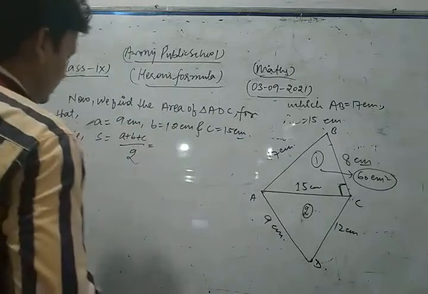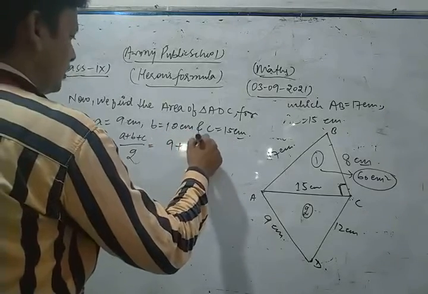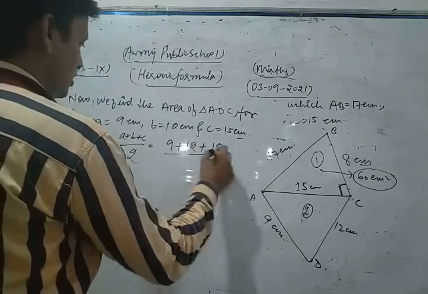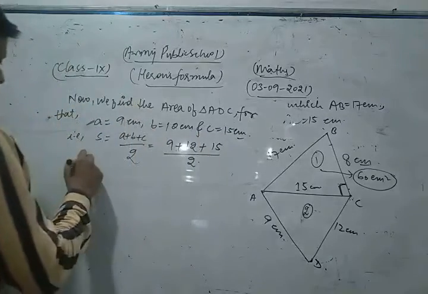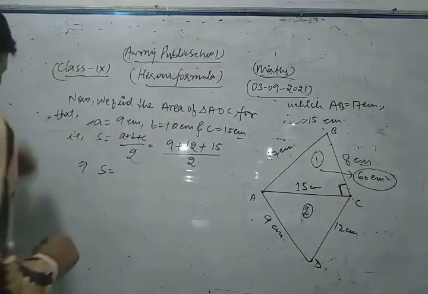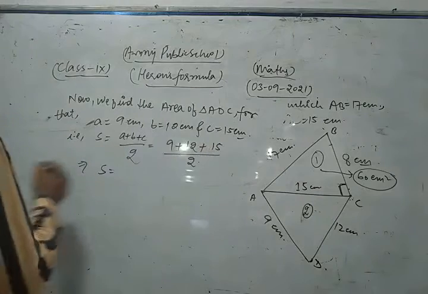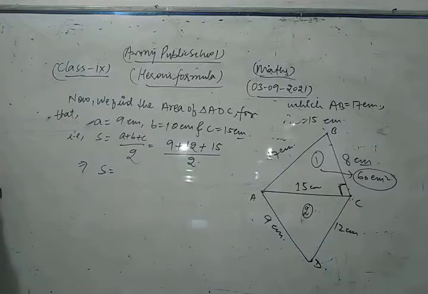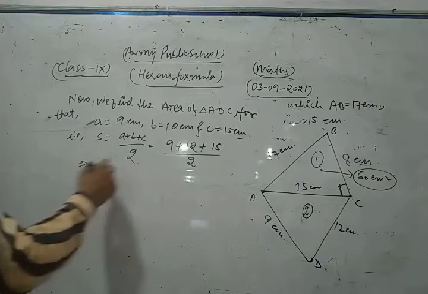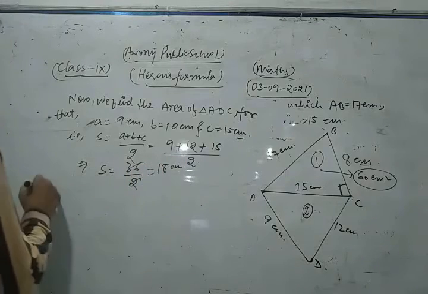This is what? A is 9 plus 12 plus C is 15, upon 2. Okay, now S is what? 12, 15 and 9, this is 36. This is 36 upon 2, that is 18 centimeter.